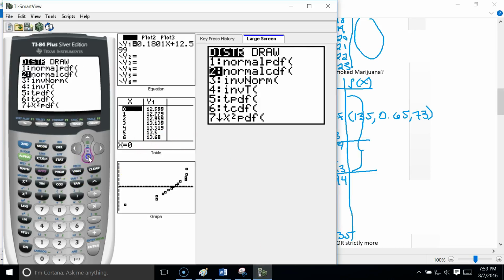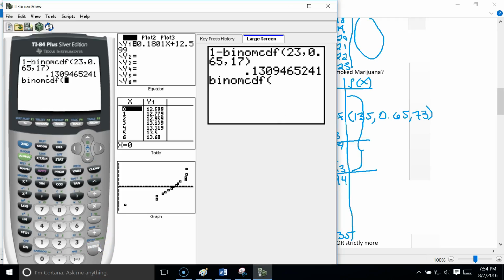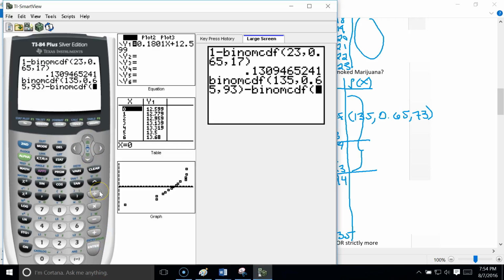Second, shift, distribution. Binomial CDF. 135, 0.65, 93, close parentheses, minus binomial CDF of 135, 0.65, 73. So 0.8448.